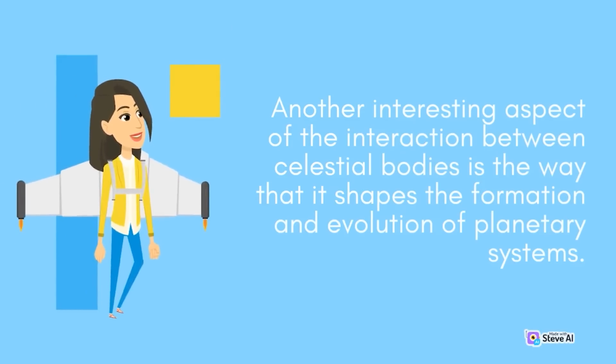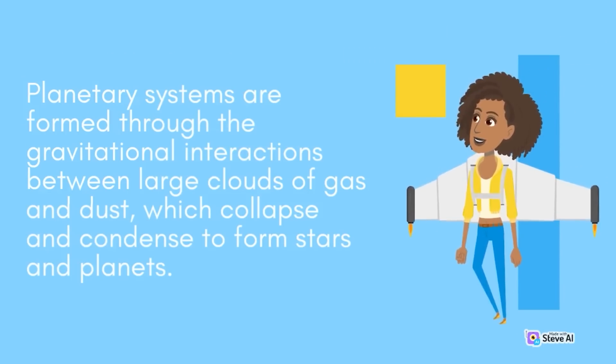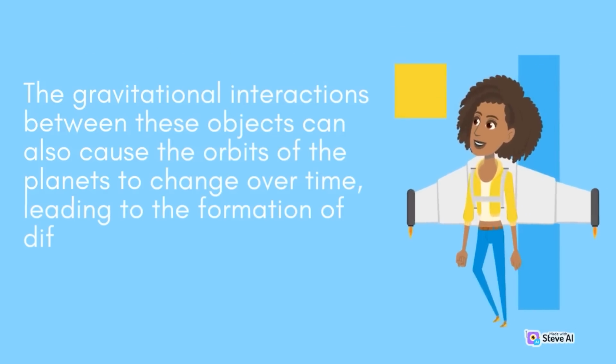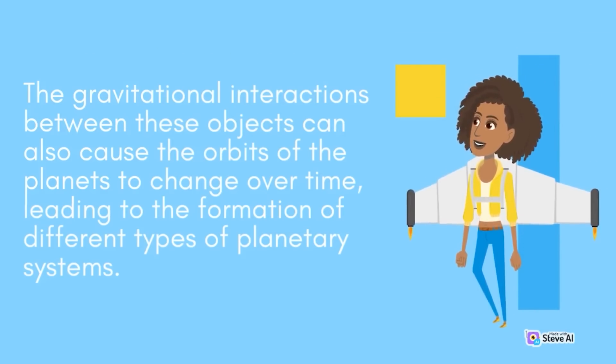Another interesting aspect of the interaction between celestial bodies is the way that it shapes the formation and evolution of planetary systems. Planetary systems are formed through the gravitational interactions between large clouds of gas and dust, which collapse and condense to form stars and planets. The gravitational interactions between these objects can also cause the orbits of the planets to change over time, leading to the formation of different types of planetary systems.